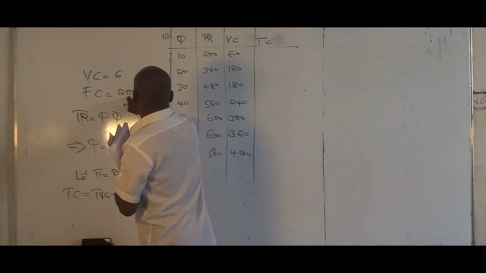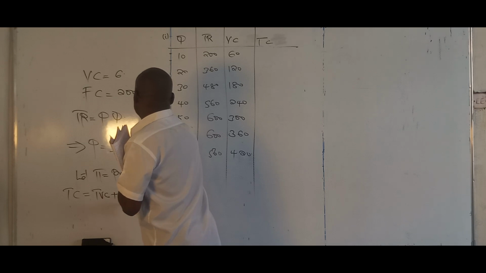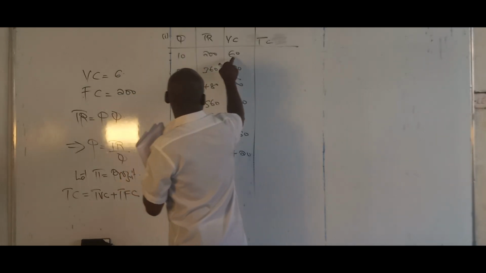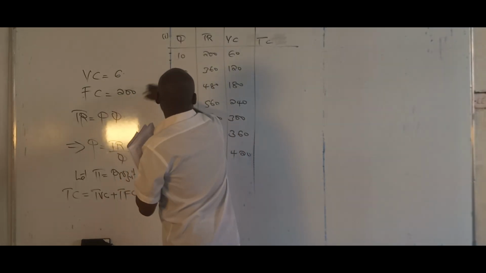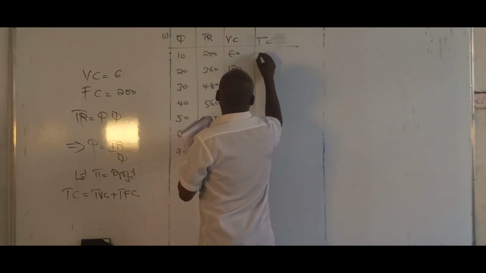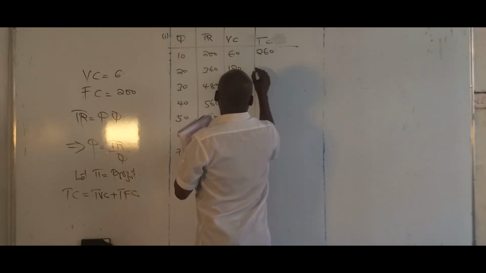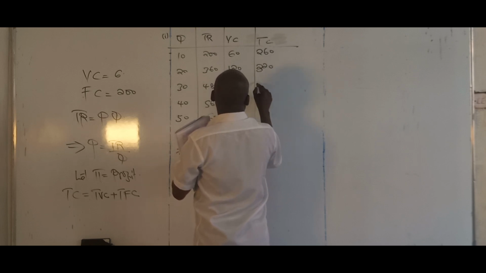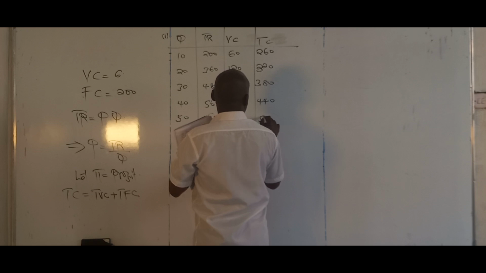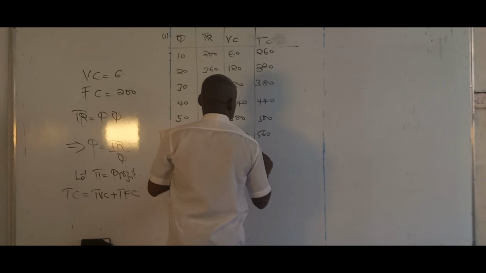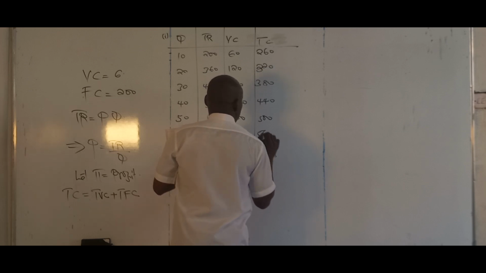So I'll be having 200 because it's TVC plus TFC. So I'll be having 200 plus 60 variable cost. So here I get 260. Here I should get 320 because I'm adding 200 in each. Here I get 380, 440, 500, 560, 620.